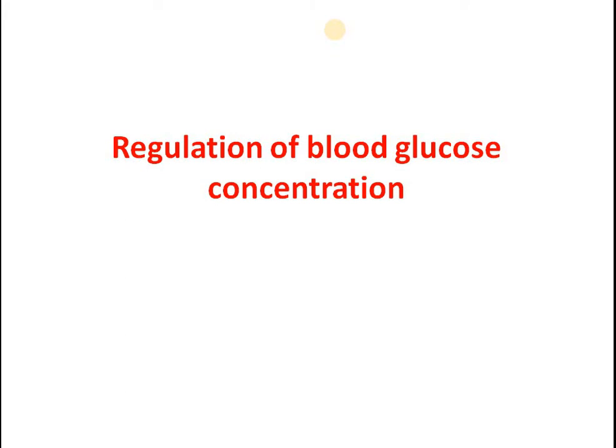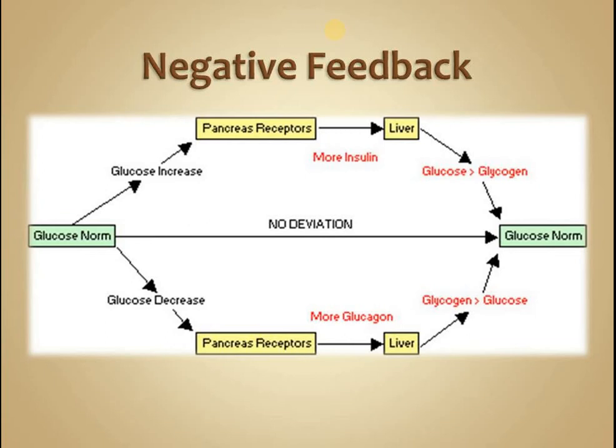We have already read this topic in animal nutrition, where you know that whenever the glucose level goes higher, the pancreas is stimulated. It will receive the stimuli. For instance, if you can see here, I've written glucose normal. There is no deviation from the normal on a straight line here, while we can have two kinds of stimuli. One is increased glucose concentration, and the other stimulus is decreased glucose concentration from the normal set point.